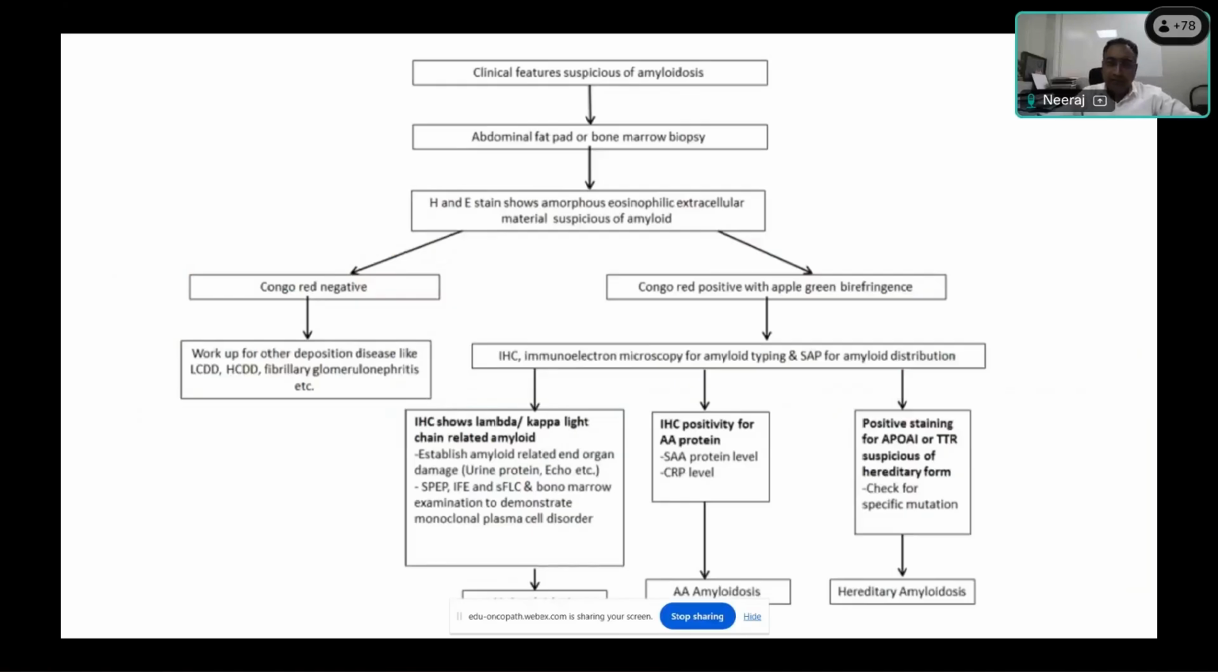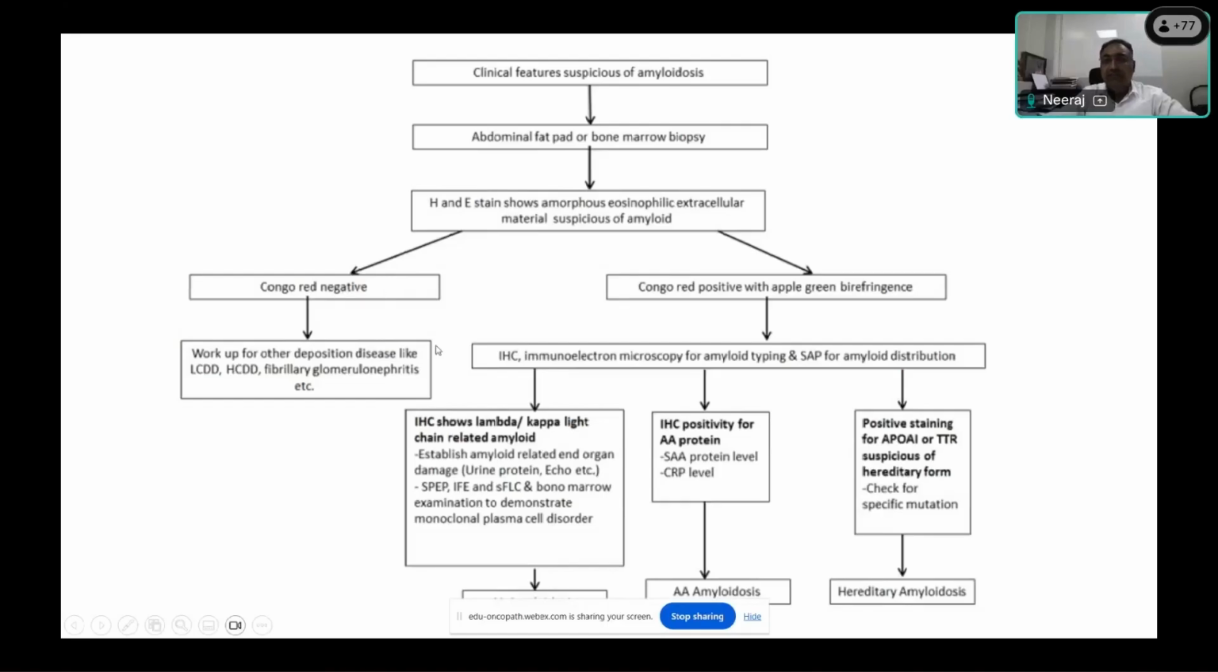And this is very important, whenever there is a plasma cell neoplasm, you need to carefully look at the bone marrow biopsy always for any thickening or any material. And typically there is an amorphous eosinophilic extracellular material, and you use Congo red, as I mentioned.